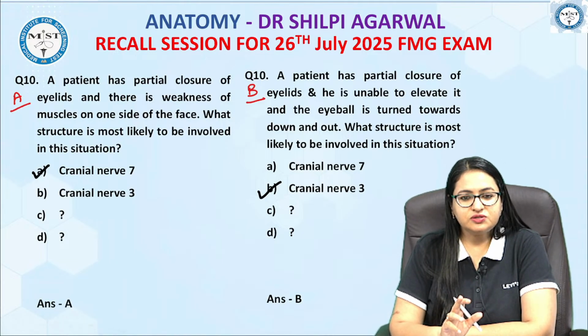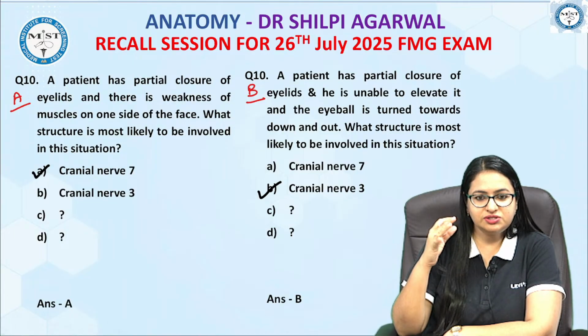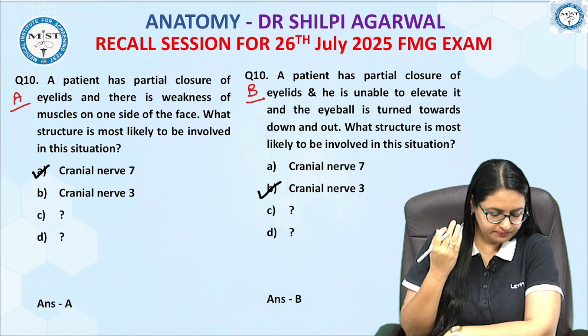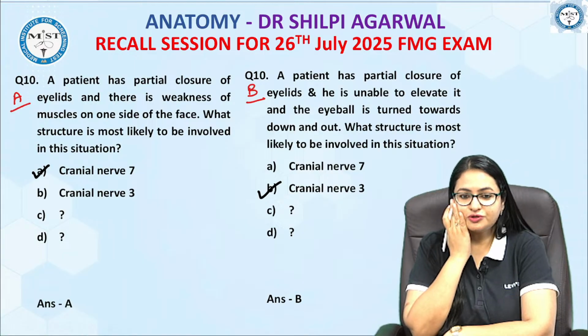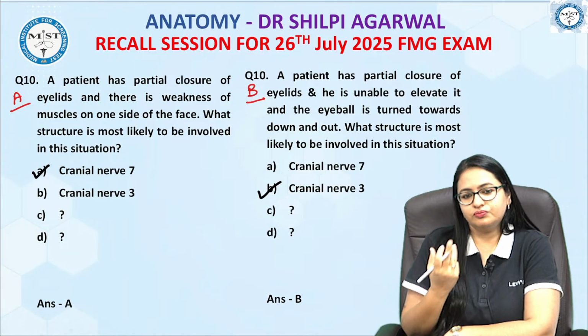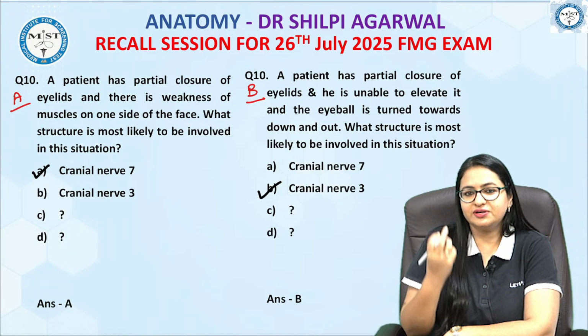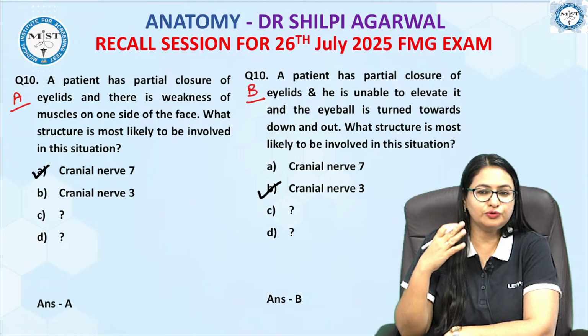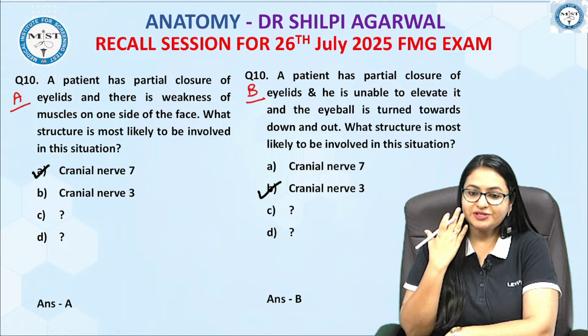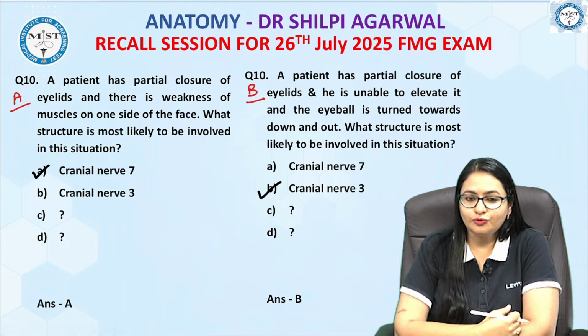So 10A is what? That there is partial closure of the eyelids and there is weakness of the muscles on one side of the face. Fine. So which nerve is affected? So we very well know that it is the facial nerve. Whenever you are talking about Bell's palsy, one side muscle paralysis, one side muscle weakness plus the inability to close eyes.